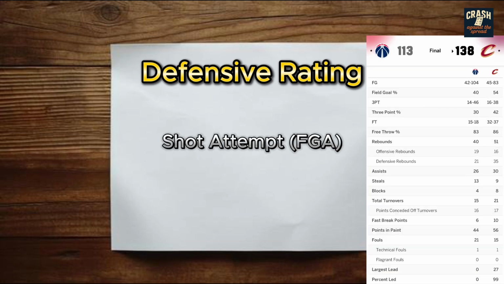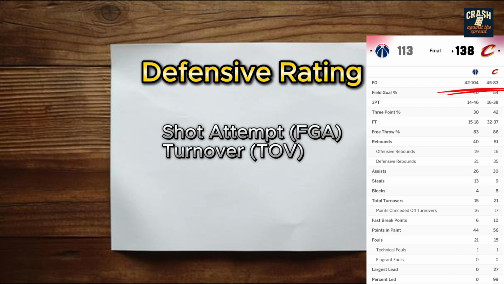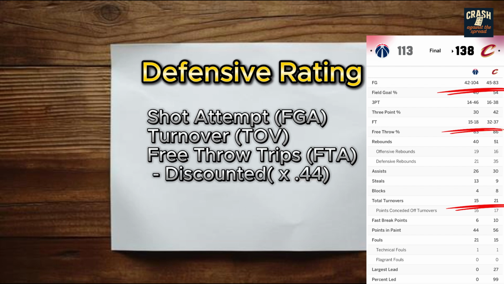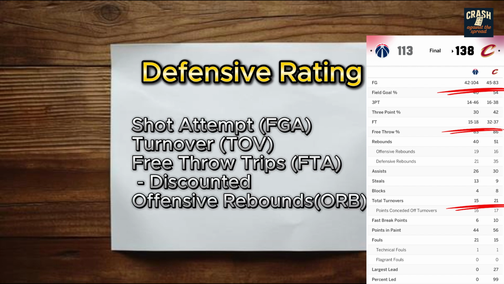You add up every shot attempt (FGA), every turnover (TOV), every trip to the free throw line (FTA), but discounted because not all free throws end possessions. Then subtract offensive rebounds (ORB), because those extend possessions instead of ending them. You're counting how many times the opponent actually finished a trip down the court.